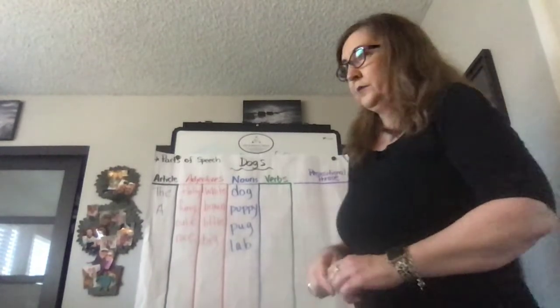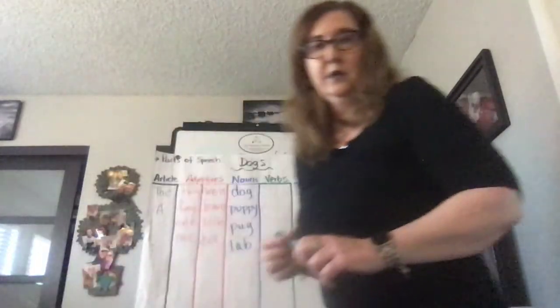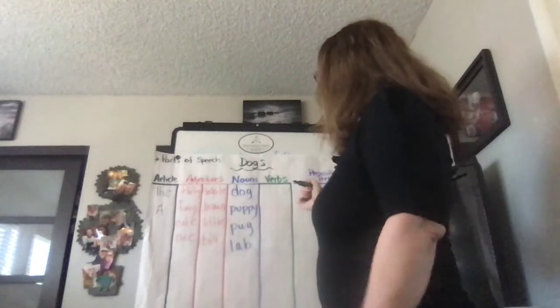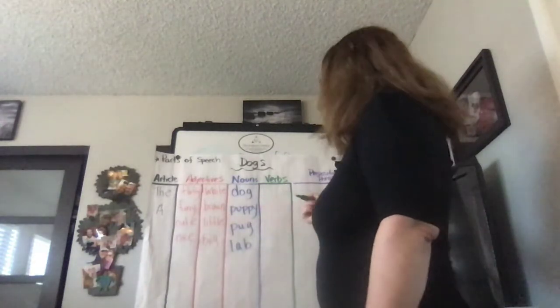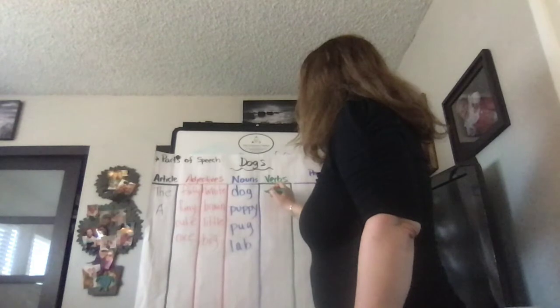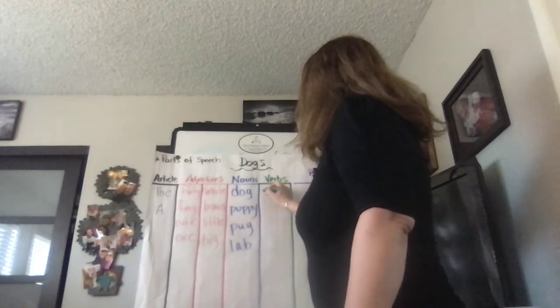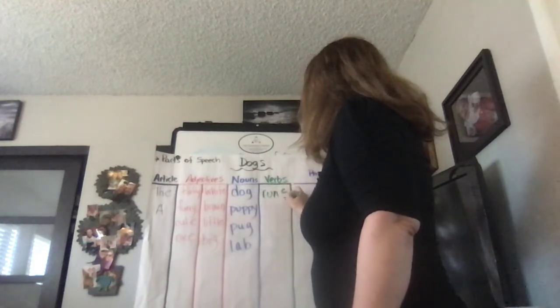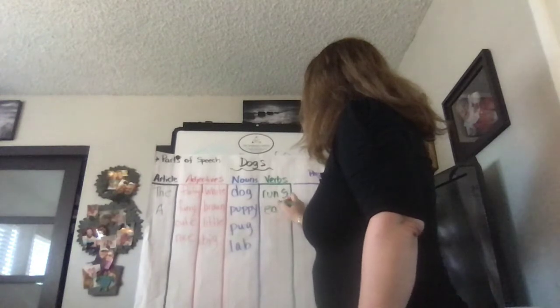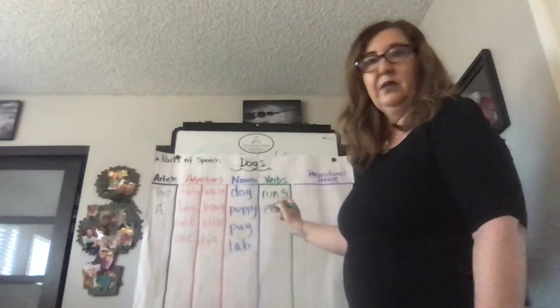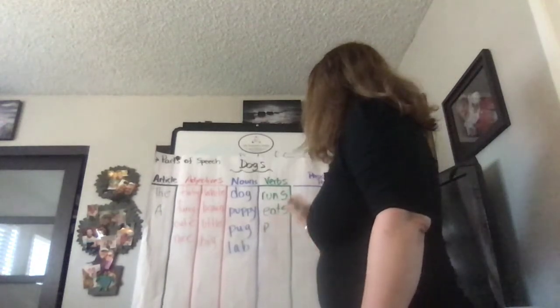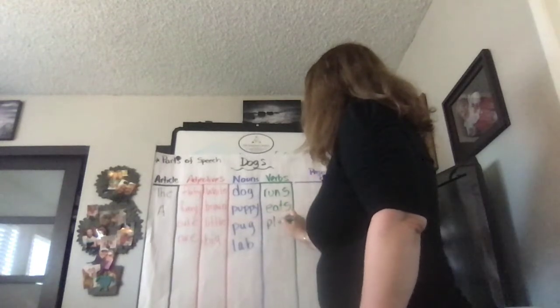Okay, so then we're going to do verbs. These would be things that dogs do, and these verbs are all going to end with an S. So I'm going to do, how about runs, eats, plays. Oh, the chart is slipping just a little bit, okay. Plays.